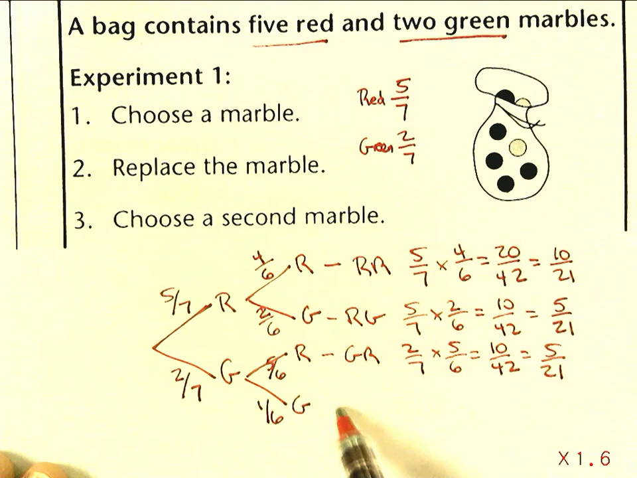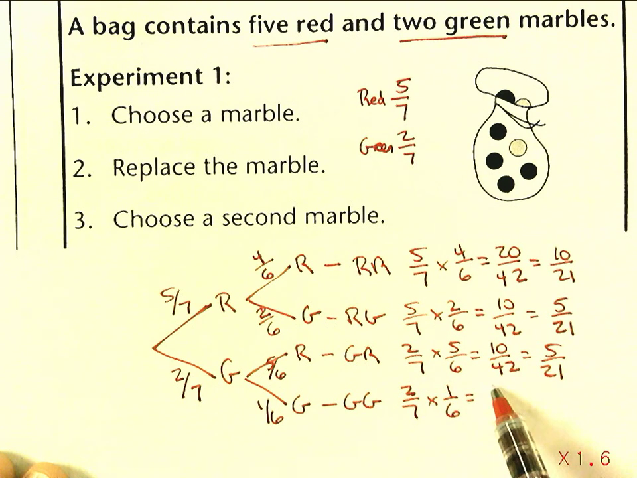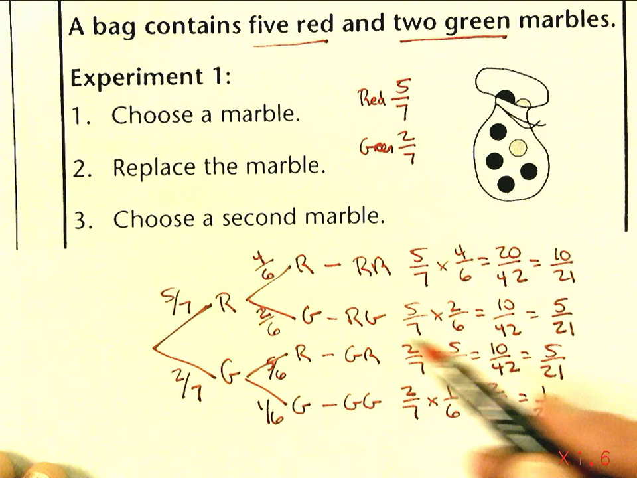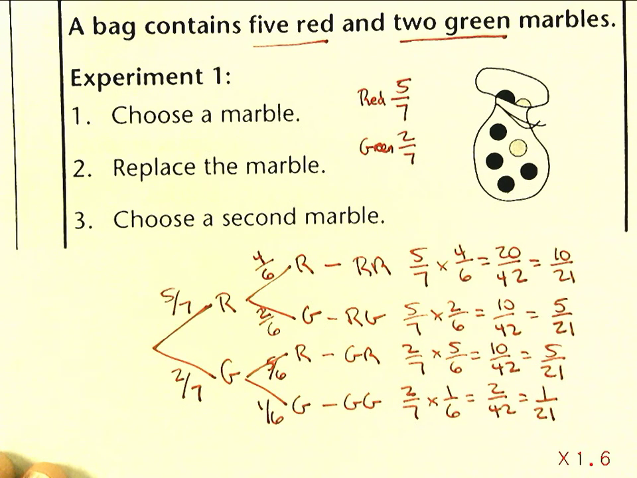And then green green, 2/7 times 1/6, or 2 out of 42, or 1 out of 21. And so now we have this probability non-replacement.